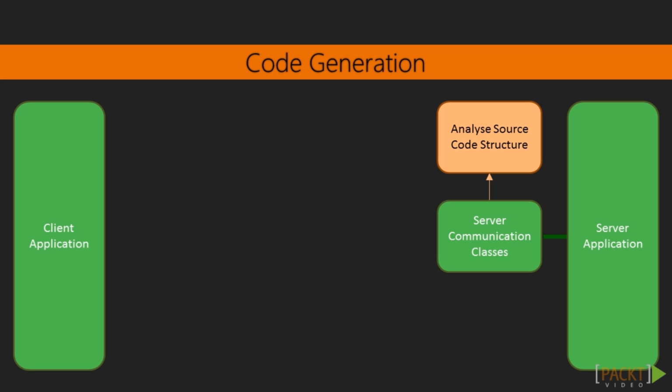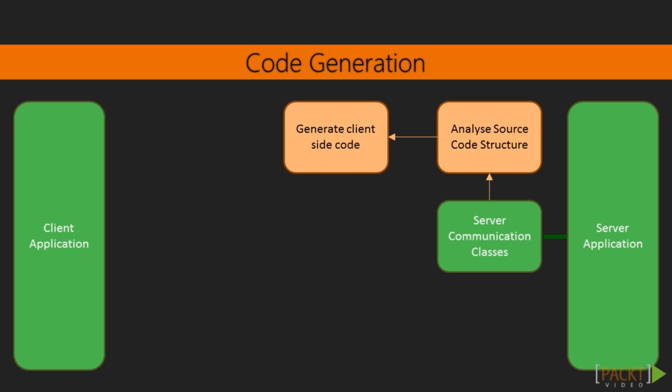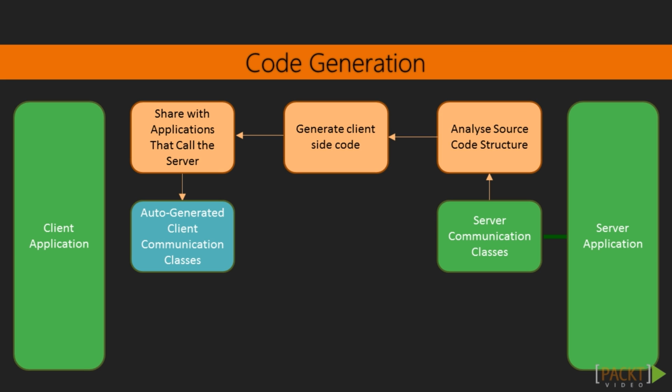Then, using what we learned about the structure of the server communication classes, we'll generate the client communication classes with their dependencies. Then adjust the output based on any additional configuration we provided. After, we share this generated code with the application or applications that call the server using one of the techniques we discussed in the first video of this section. In this case, we're writing it directly to the client application from the server application.